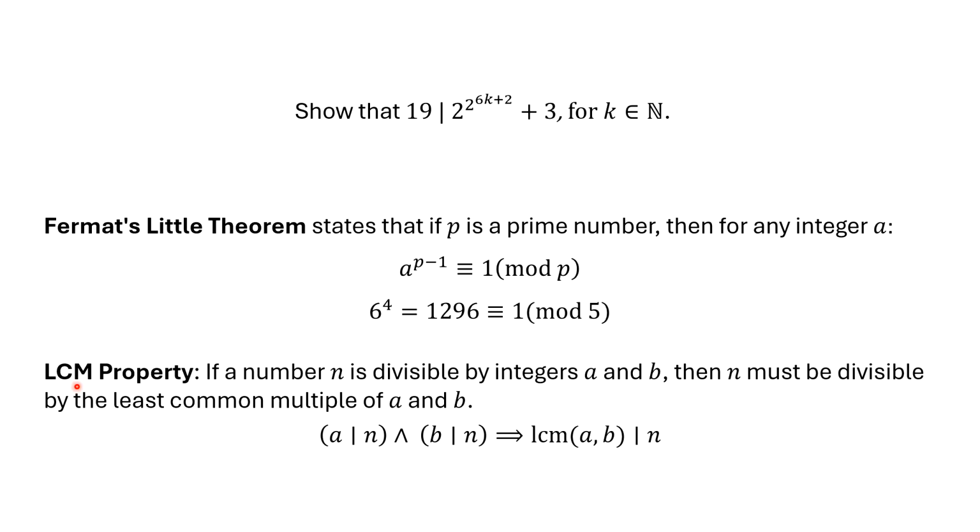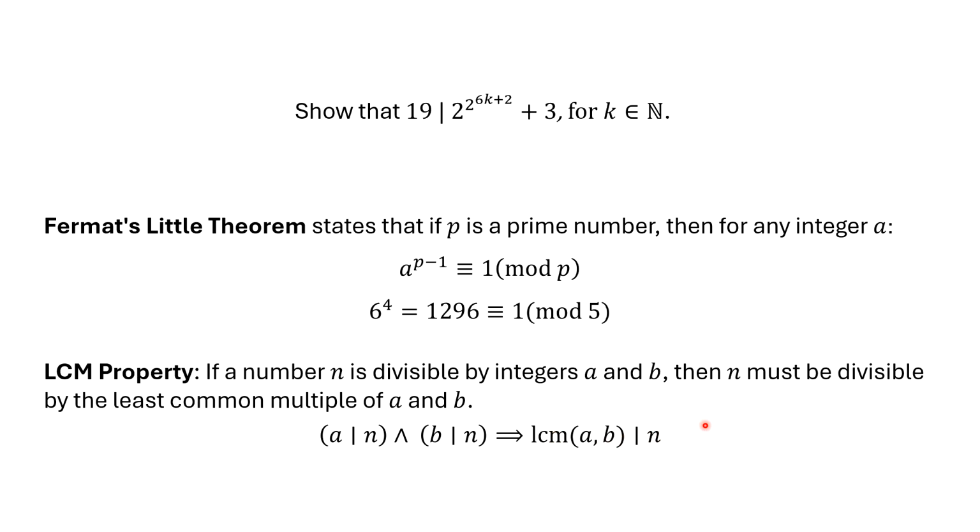And then there's another theorem, the least common multiple property. If n is a number divisible by integers a and b, then n must be divisible by the least common multiple of a and b. And this is just writing it in terms of notation: a divides n and b divides n implies the LCM of a and b divides n.